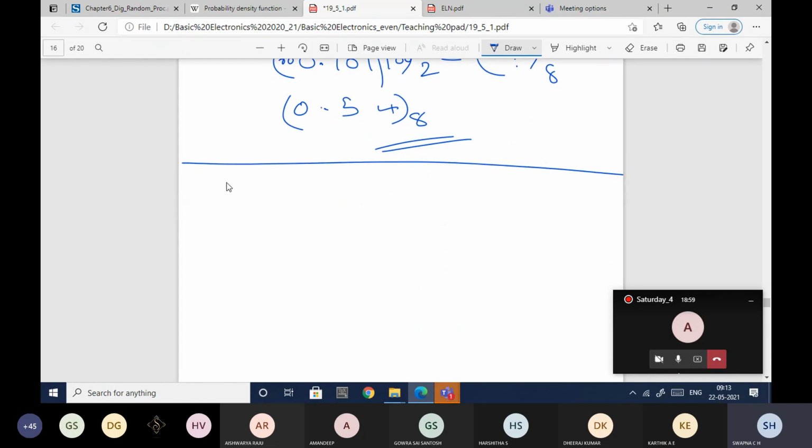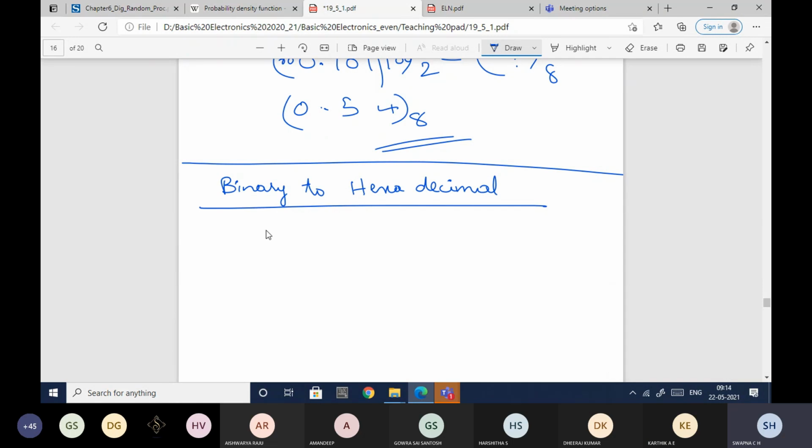Hope all of you are able to do binary to hexadecimal conversion. Binary to hexadecimal. When it comes to binary to hexadecimal, I'll have some number 1010111.0101110 base 2. I need to convert it to hexadecimal.